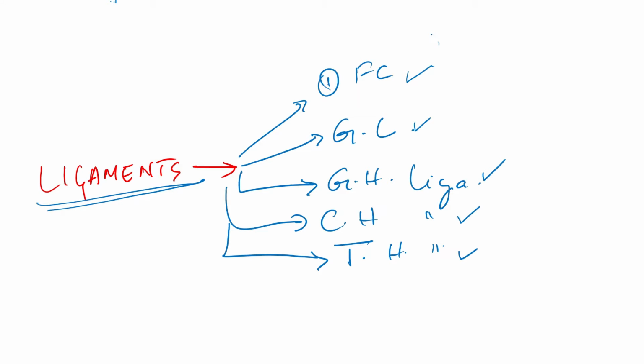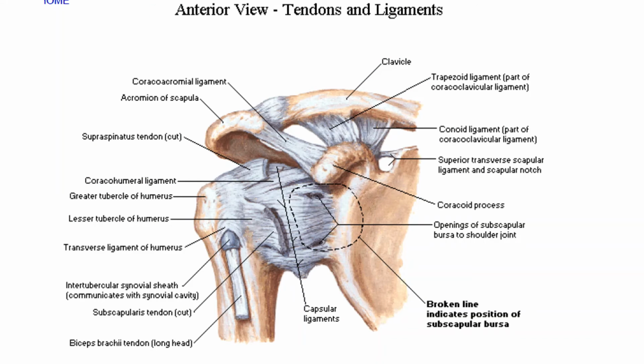Moving on to the very first ligament, that is the fibrous capsule. This fibrous capsule envelops the entire joint. The fibrous capsule forms a loose envelope which permits free movement of the joint. So this fibrous capsule is attached over the articular margins on either side. Over the scapula, that is, the fibrous capsule is attached to the scapula.